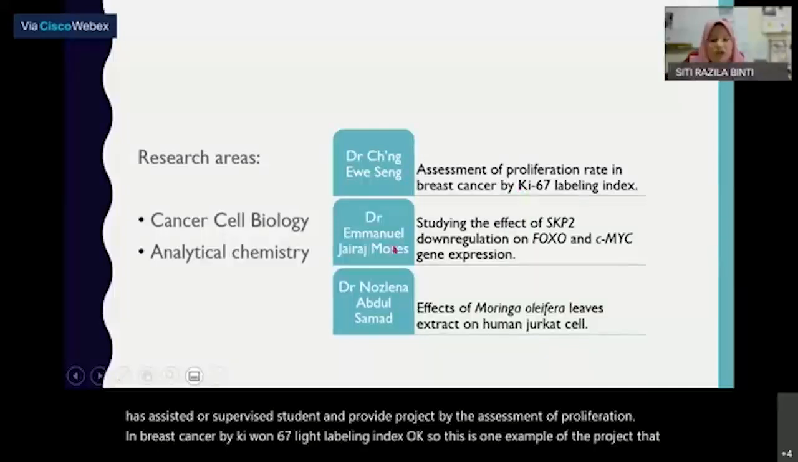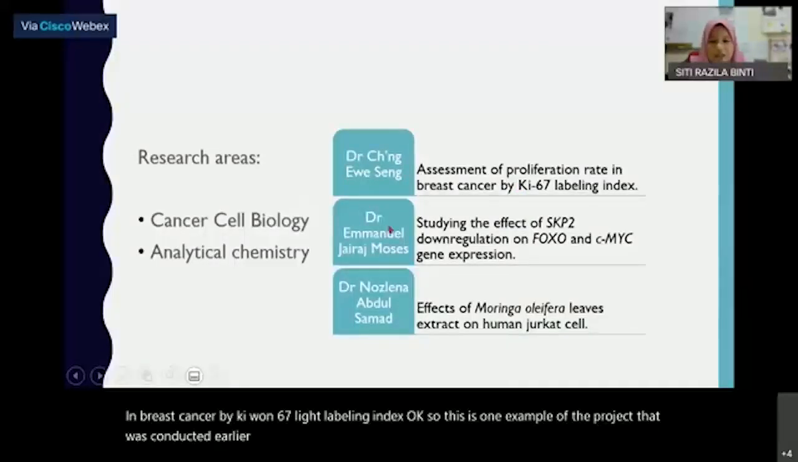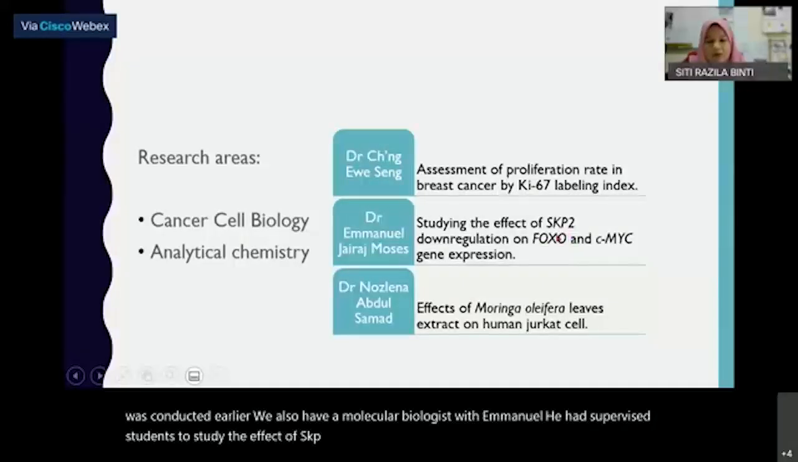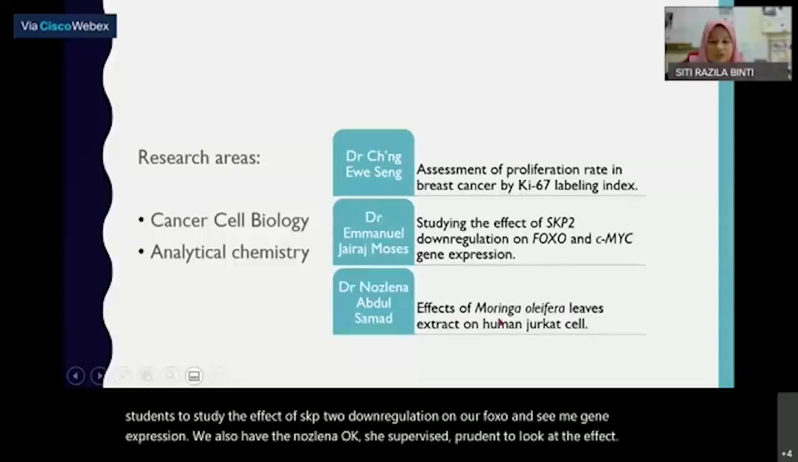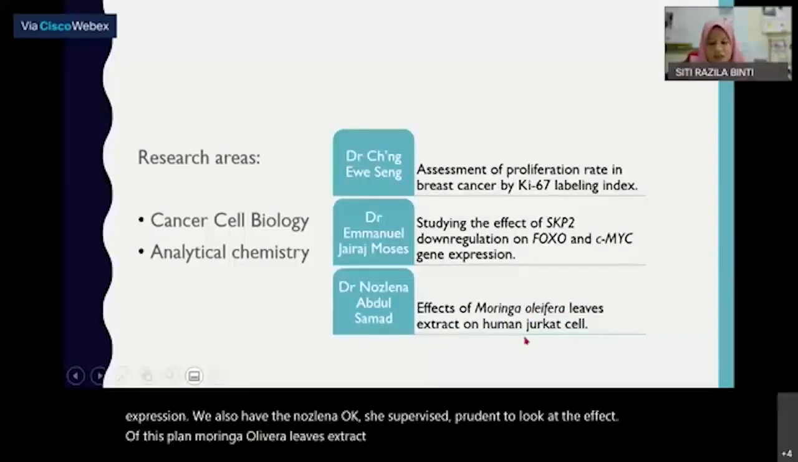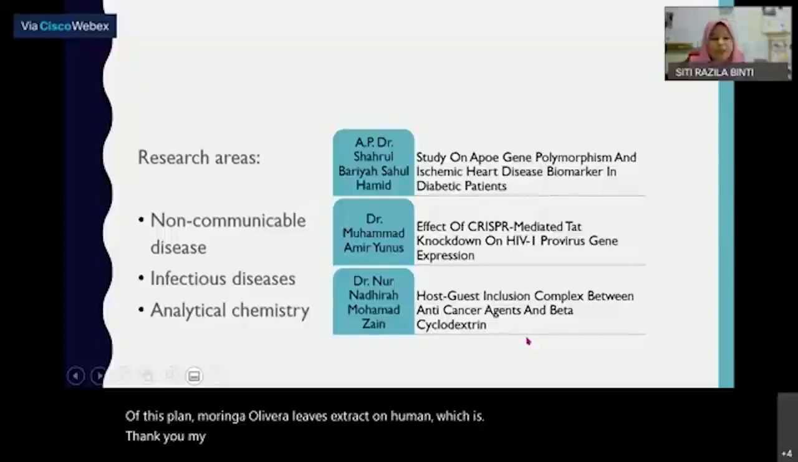We also have a molecular biologist, Dr. Emmanuel, who supervised students to study the effect of SKP2 downregulation on FOXO and c-MYC gene expression. We also have Dr. Nozlina, who supervised students to look at the effect of Moringa oleifera leaf extract on the human Jurkat cell, which is a myeloid lymphoma cell line.